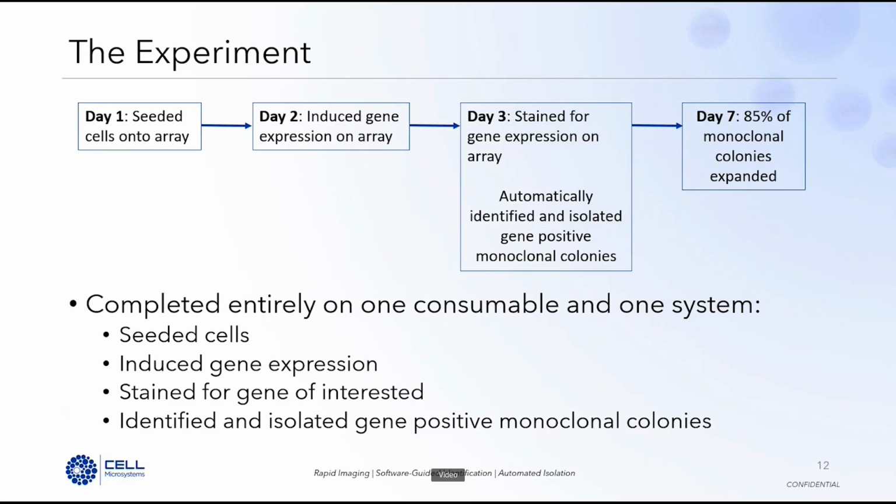To streamline their workflow, we were able to condense the entire workflow into one consumable, the CellRaft array. We seeded their cells onto the array, let them settle and adhere for 24 hours, and then induced gene expression with doxycycline. 24 hours after gene induction, we stained for gene expression directly on the array and used our system to visualize gene-positive monoclonal populations. After that, we were able to identify hundreds of potential targets and isolated 124 clones, 105 of which showed outgrowth after isolation.